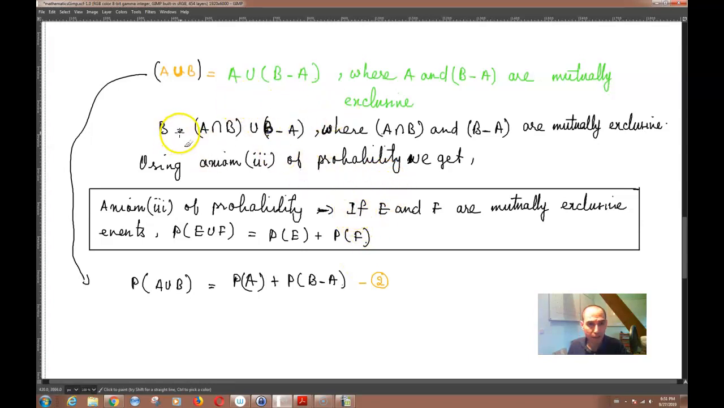And P of B, by the same logic, is equal to P of A intersection B, and both of these are again mutually exclusive. So I can write P of A intersection B plus P of B minus A, which is equation number 3. And somewhere over here we had equation number 1 as well, which was in the beginning of this whole section.